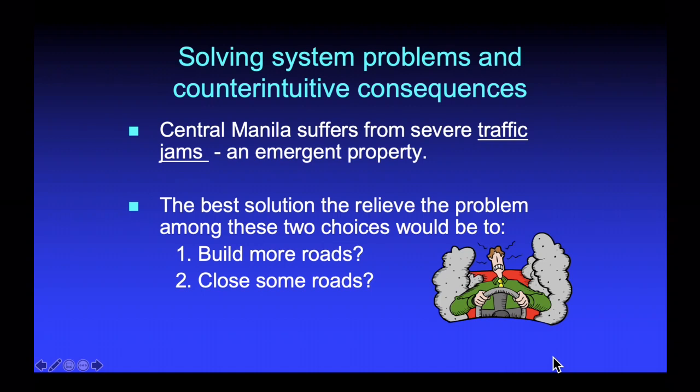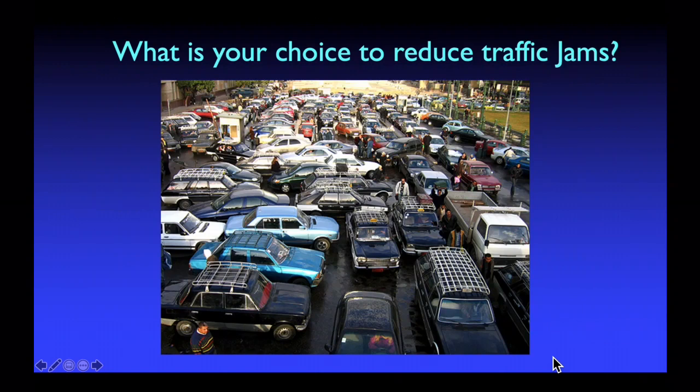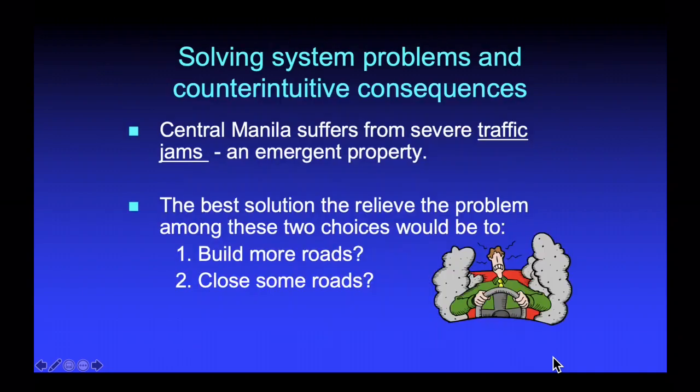Let's take central Manila. It suffers from severe traffic jams, and these traffic jams are an emergent property. Obviously, if there are no cars on the roads, there would be no traffic jams, and so somehow cars and roads and the way the roads are designed produce traffic jams. Now, here we have a situation that looks like this with severe traffic jams in central Manila.